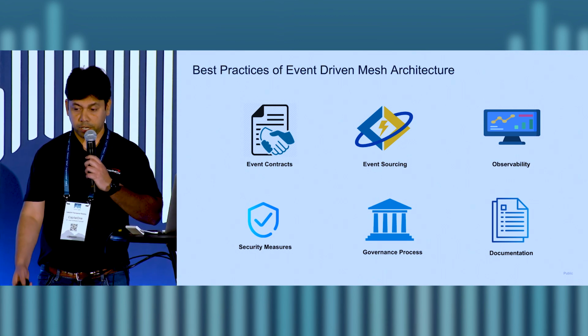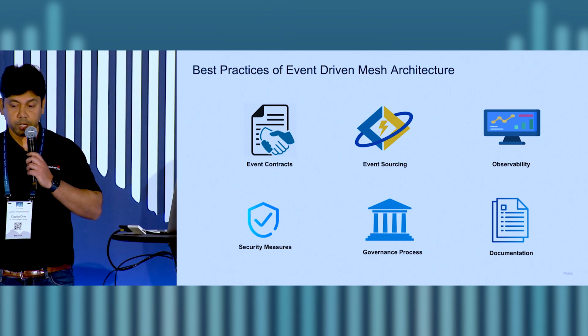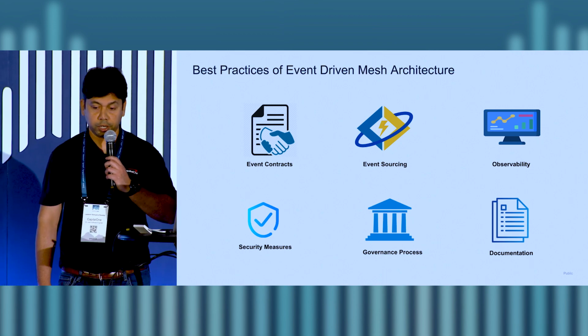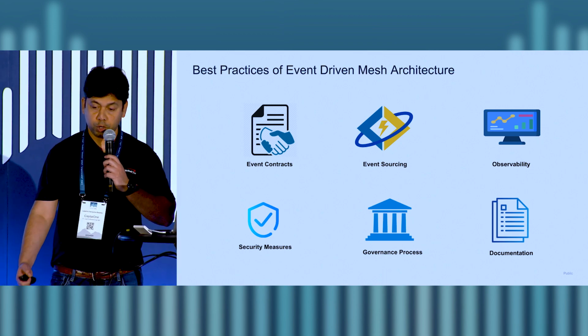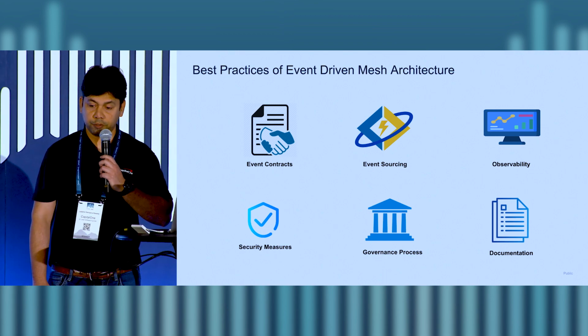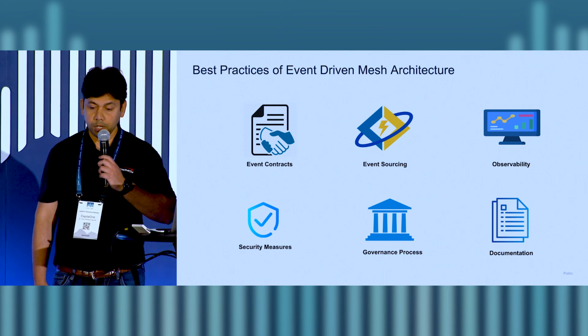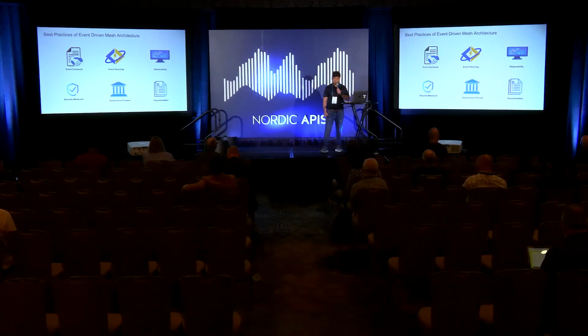Observability, as I said in the previous slides, plays a key role in any of the architectural frameworks. Having robust monitoring and logging helps with effective troubleshooting. Security measures: use encryption and authentication measures to secure event communication. Leveraging some of the cloud services would help because those already have security measures baked in.